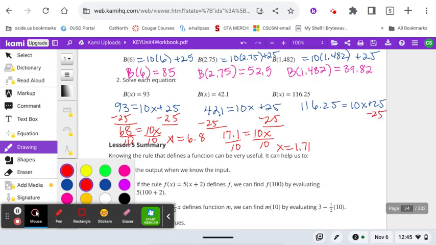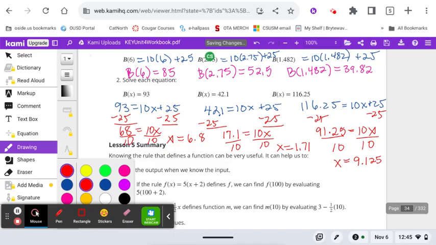Finally, same two steps, minusing 25 to both sides. We get 91.25 equal to 10x. Divide by 10, divide by 10. We get 9.125. Again, what are we solving for? Gigabytes of data. How'd you do on the plugging in and solving?